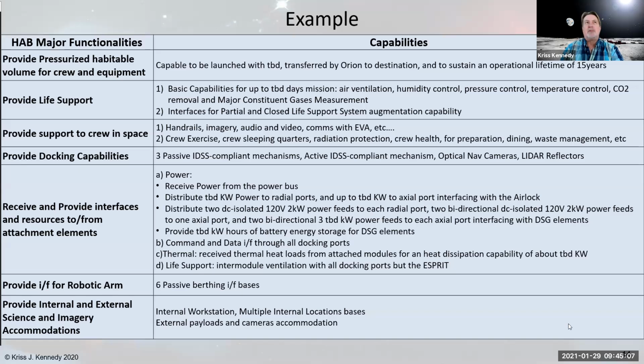So here's some examples of major functionalities. Provide pressurized habitable volume for crew and equipment. So basically that's saying that function is provide a pressurized capability. So functions lead to capabilities. So you're providing a capability that can be launched within TBD, transferred by Orion to a destination, sustain operational lifetime 15 years. So that's the capability of that function.